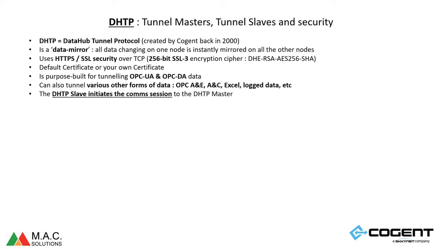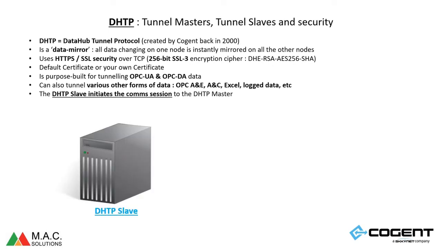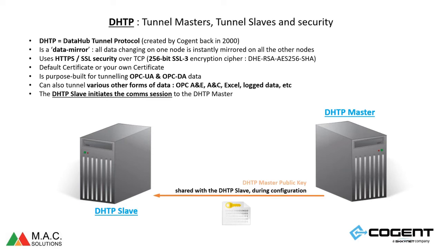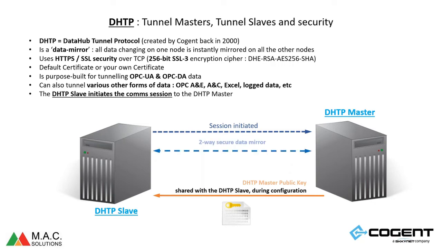So that's particularly useful. The arrangement is that the Data Hub Tunneling Protocol slave initiates the comms to the master. So you have your slave, you have your master. The master shares the public key to the slave, and therefore the slave knows it's connecting to the correct master. Once that is done during the configuration phase, you can then initiate a session from the slave to the master, and the data can then be sent in both directions. So it's a two-way real-time data mirror.